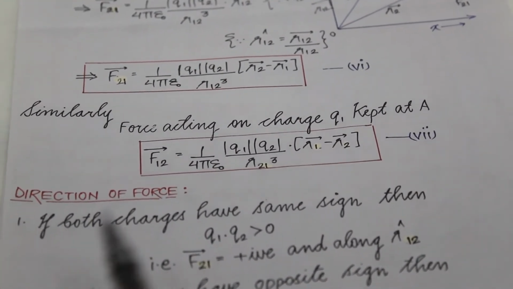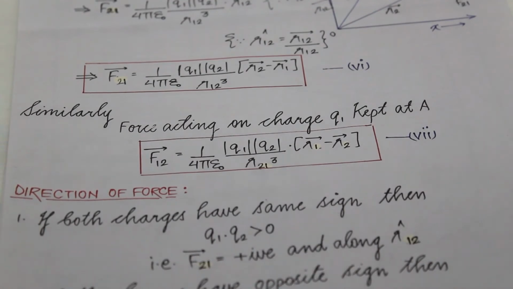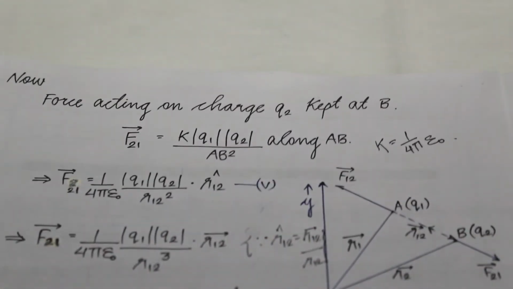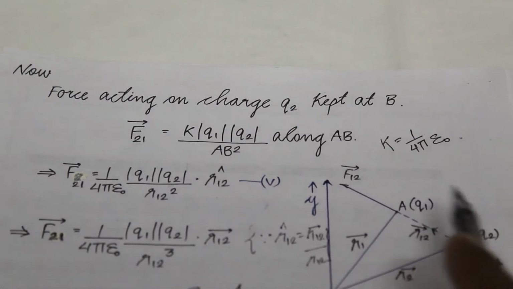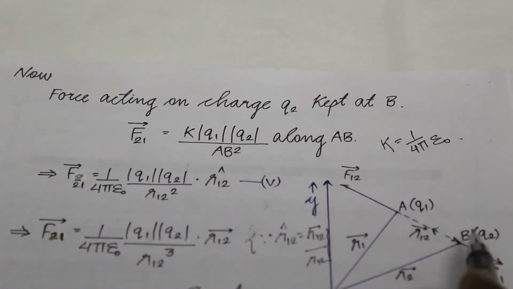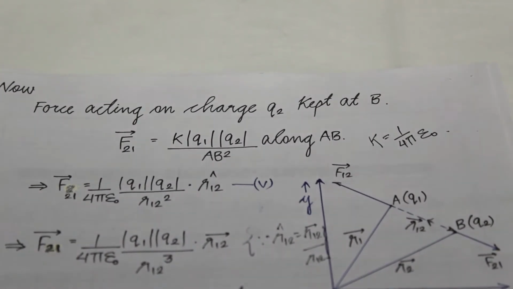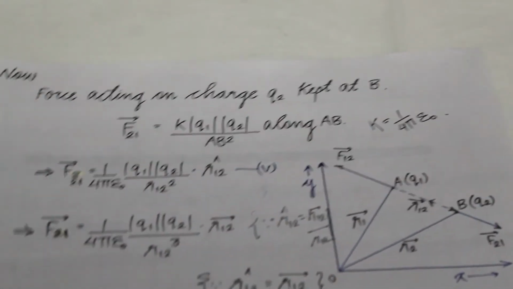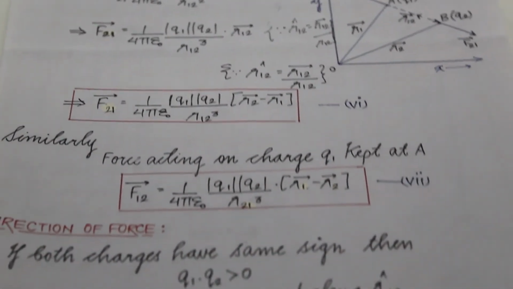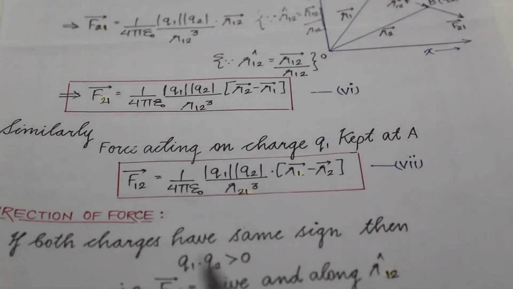Now if both the charges have the same sign, it means the charges kept at point A and B have the same sign, or we can say both of them are like charges. Both of them can either be positive charges or both can be negative charges. In both cases, if we multiply them, we'll get a value which is greater than 0.